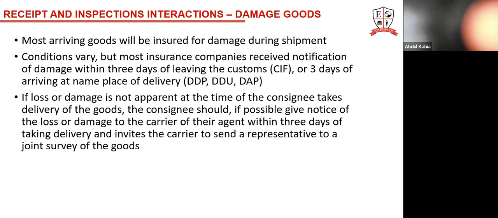Most arriving goods will be insured for damage during shipments. So you have to inspect and make sure it's in reporting. For most insurance companies, you receive notification of damage within 3 days of leaving the customs clearance. That's in the Incoterms, if it is CIF. Because Incoterms is basically the commercial terms wherein there's an agreement between the buyer and the shipper on who is going to take responsibility. So that one should be specified in the contract.